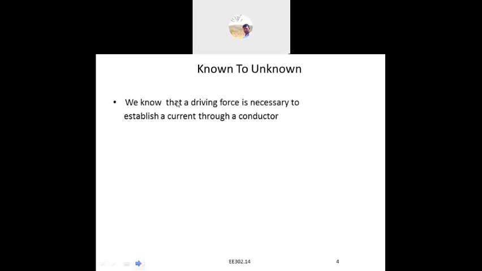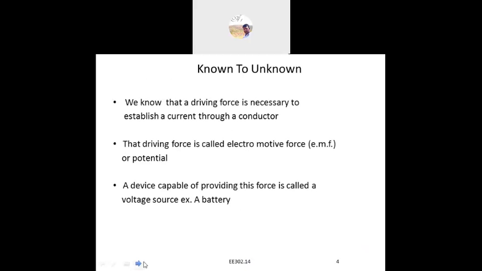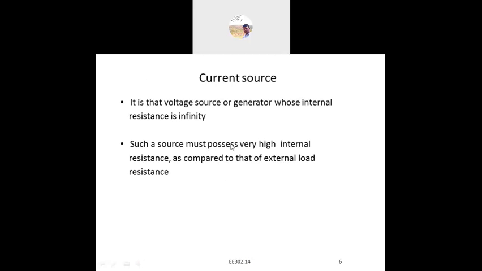Here we have to know that the driving force of the current through the conductor is called the EMF or the potential. So the types of sources are the voltage source and the current source. A current source is a voltage source or generator whose internal resistance is infinity. Such a source must possess a very high internal resistance compared to the external one. If the external resistance is 5 ohms, it will have 50 ohms.